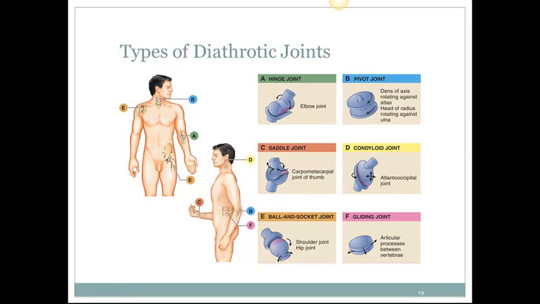Types of diarthrotic joints, so here's another picture of each one. So the hinge, it shows how it rotates the elbow joint. A pivot joint, which shows how we pivot around the ulna. Saddle joint, within that thumb, how it rotates the thumb. The condyloid joint, I think a better example of these is the wrist and the ankle, although in this picture it talks about the atlanto-occipital joint. The ball and socket joint, which is the shoulder and hip joint, and then the gliding joint, which the vertebrae is the most common example for this one.